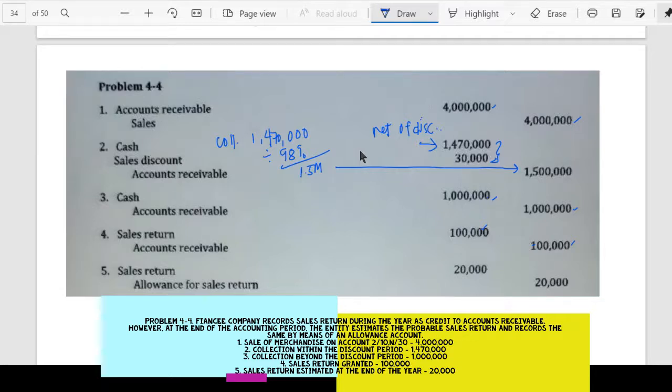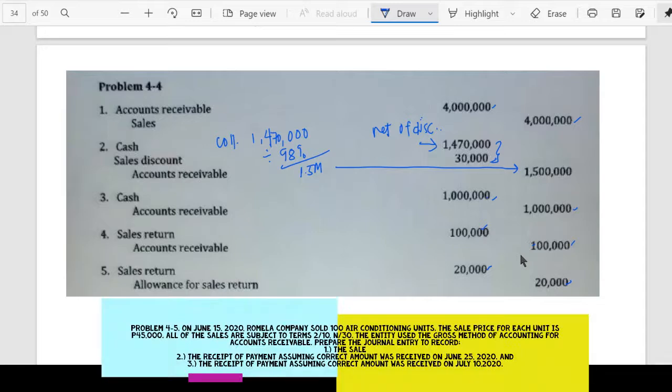And as part of the net realizable value, we have several allowances. So naay allowance for freight charge, allowance for sales returns, allowance for sales discount, then we have allowance for doubtful accounts. So for estimated sales return, debit sales return and credit allowance for sales return. Again, the allowance for sales return is included in the allowances that will be deducted from the accounts receivable to get the net realizable value.